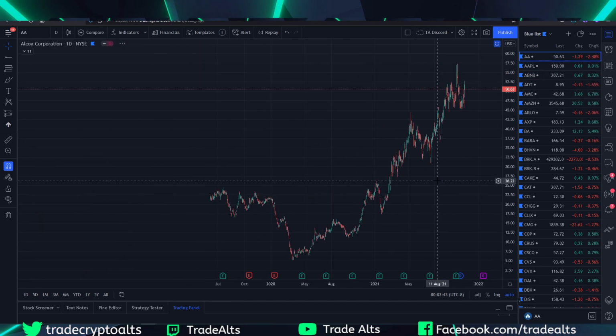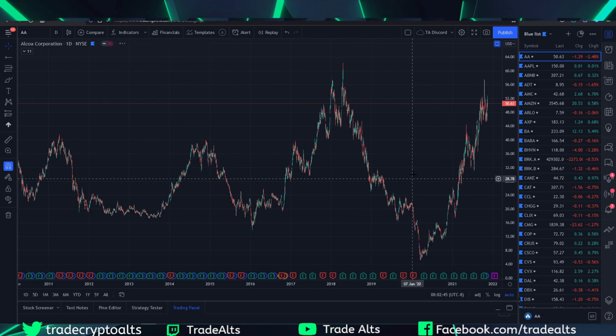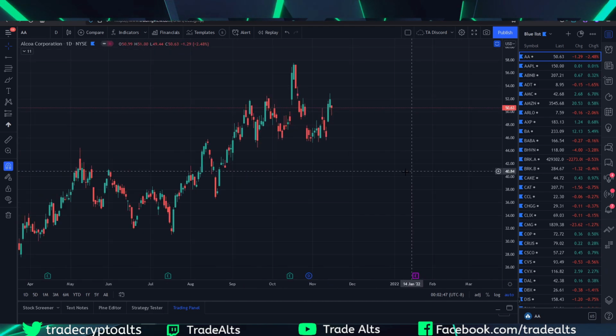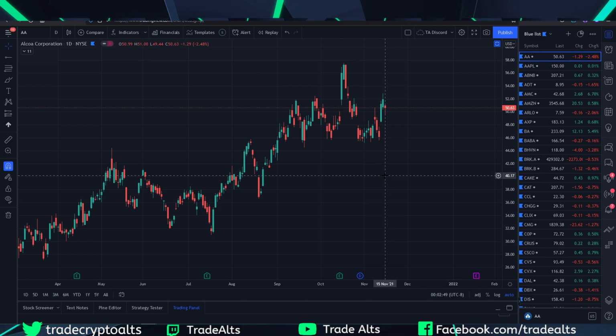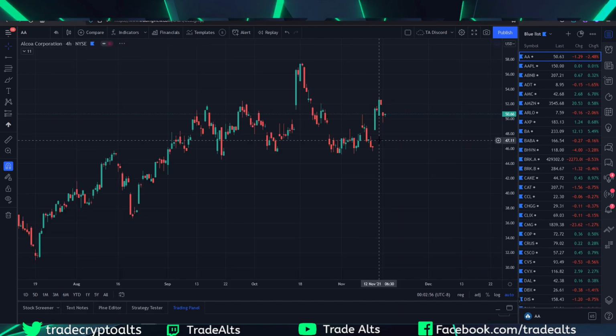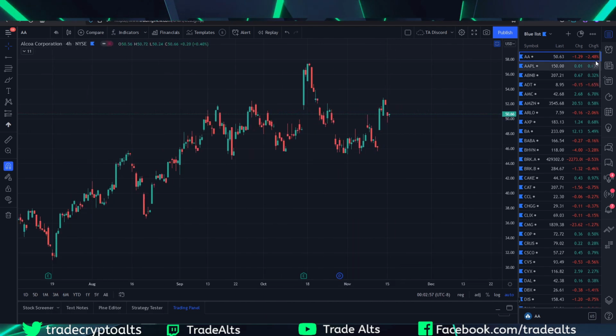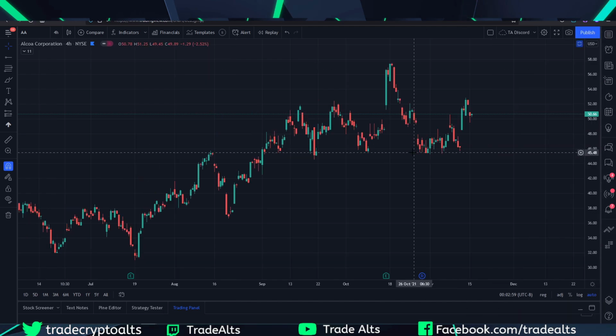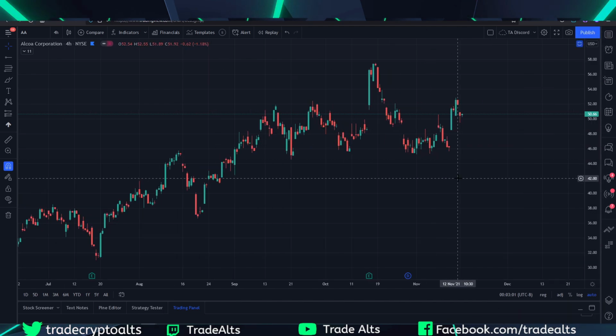What about this? What's that? Alcoa. Is there anything here? Oh, that's pretty good. So this is a decent example. Maybe if I go down to a little bit lower time frame, because this is a newer range. This is a newer range that's kind of being formed here.